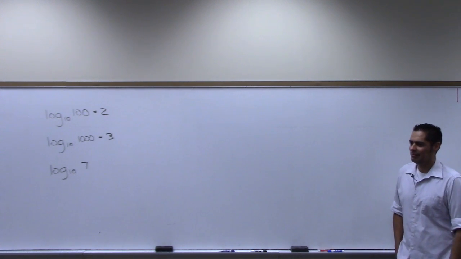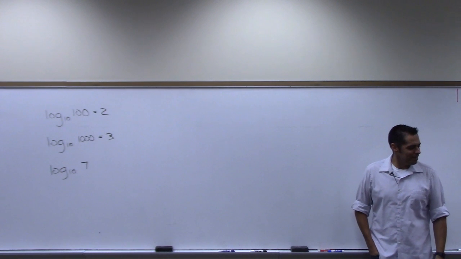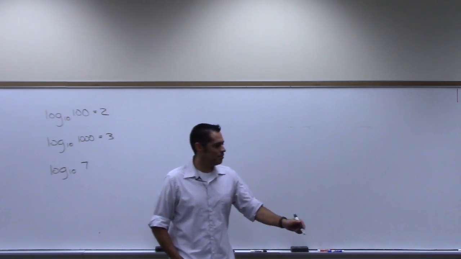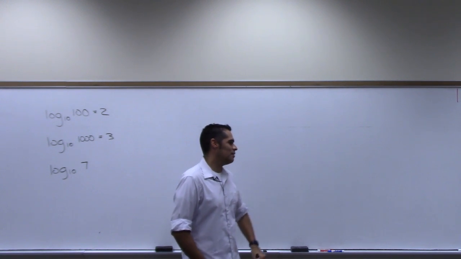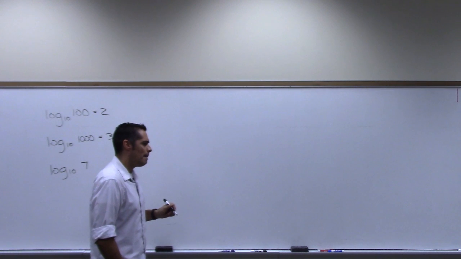Uh-oh. What is it? 0.845. What? How'd you do that? I learned this in high school. But you used that, right? Yeah. Okay, so what did you type there? Log 7 divided by log 10.